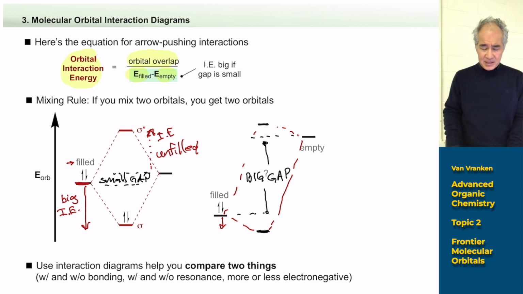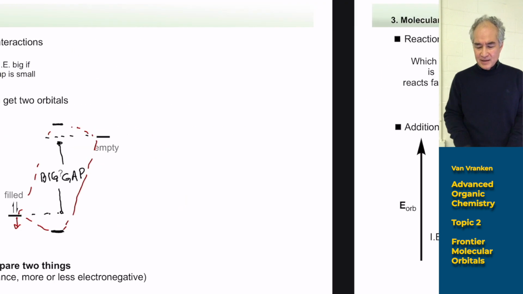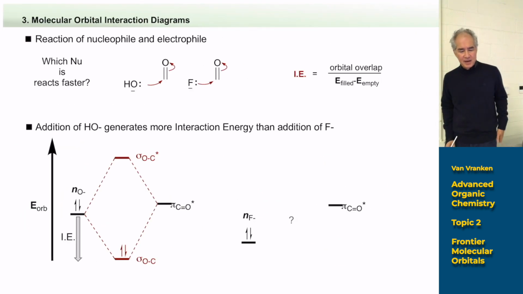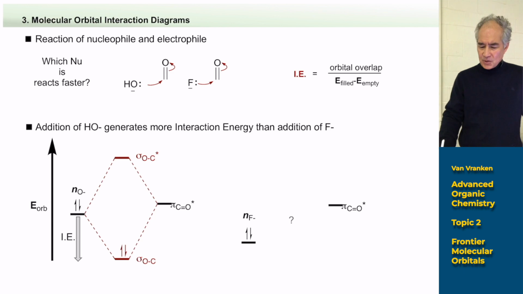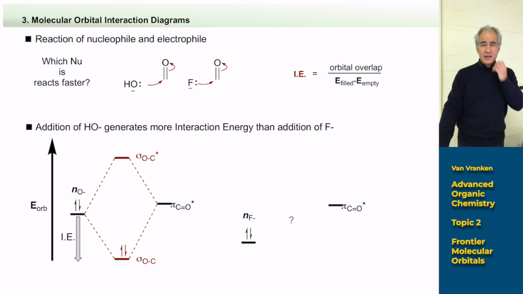So let's go ahead and take a look at how to use these diagrams to analyze situations where we've changed one and only one thing, where we've made just a slight perturbation, and we want to understand the effect of that perturbation. So here's an example where I'm taking two different nucleophiles and I'm attacking the same electrophile. So what happens if I take hydroxide versus fluoride attacking a carbonyl group?